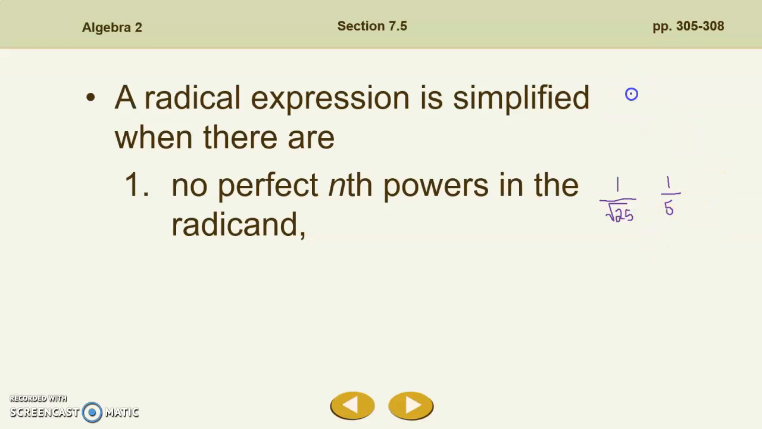Or if I have 1 over the square root of 8, that's also not fully simplified because I know that 8 is 4 times 2, so it contains a perfect square.